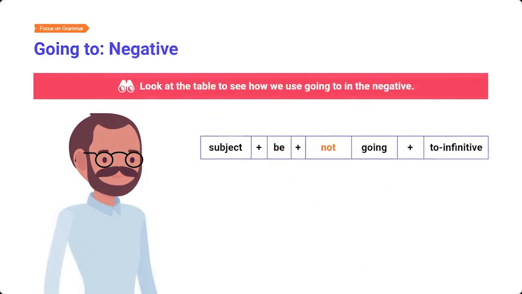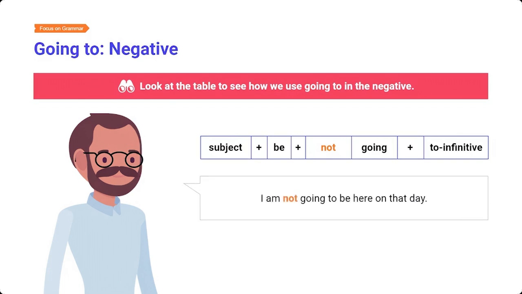Look at the table to see how we use going to in the negative. The structure of going to is subject plus the verb be plus not going plus to infinitive. For example, I am not going to be here on that day.